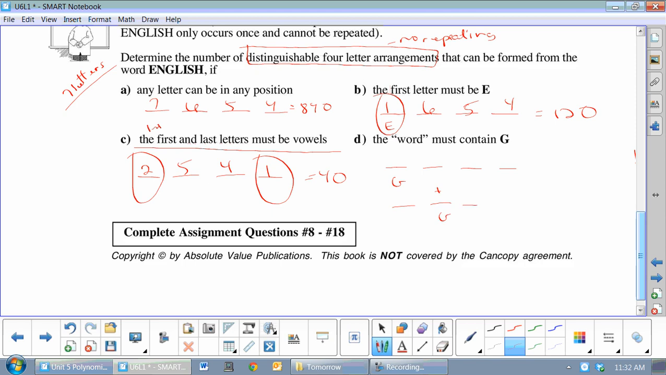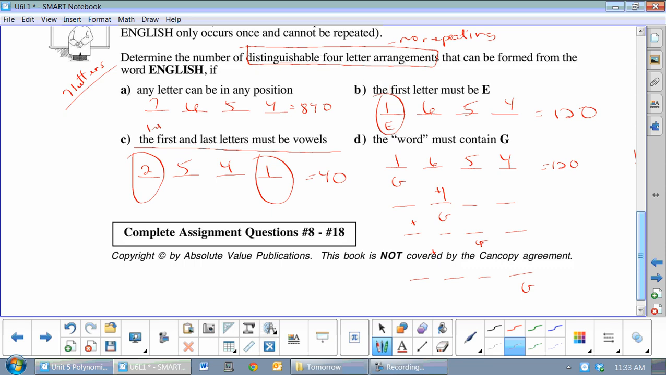the G could be here, or the G could be here, or the G could be here, right? So that's how I would visually teach it to show people, okay, I get it, okay? So I got one choice there, and then 6, 5, 4. So with G being first, that's 120.